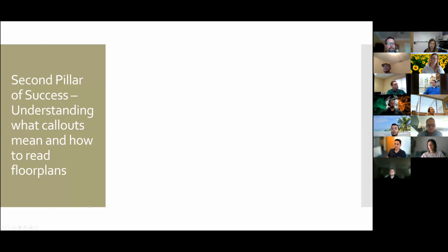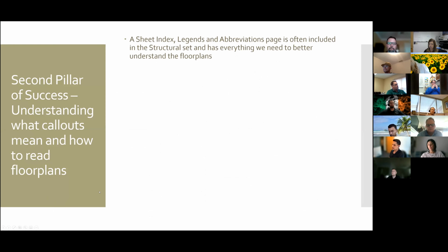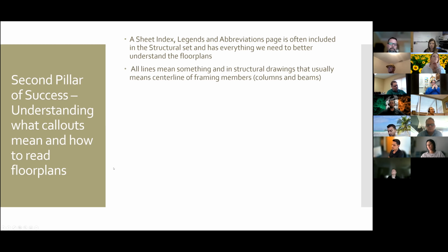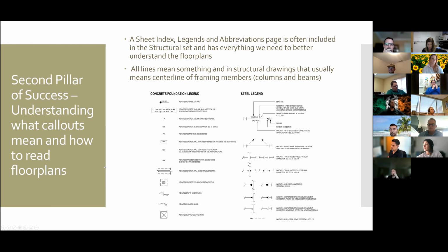Okay. So now the second pillar of success would be understanding what callouts mean and how to read the floor plans. So normally in the structural drawings, one of the first few pages is called the sheet index, legends, and abbreviations page. It has a lot of useful information that'll help you understand what's going on in the floor plans. Another thing that I wanted to highlight is the fact that all the lines that we see have a meaning. That's true for both our drawings and structural drawings. In structural drawings, particularly, all the lines and the dimensions pulled are typically to the center of the framing members, which are the columns and beams.